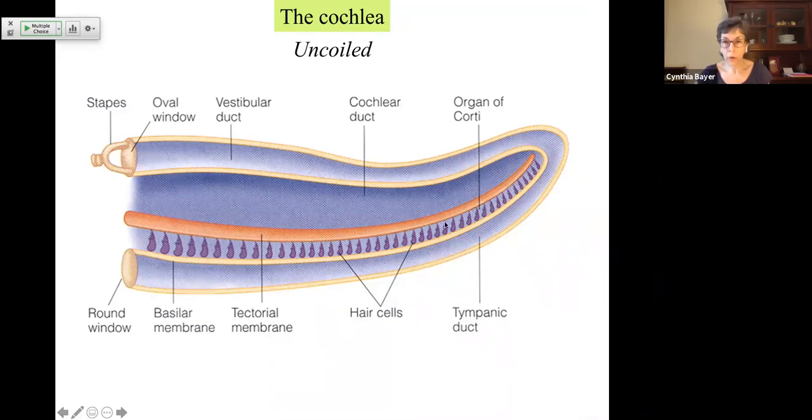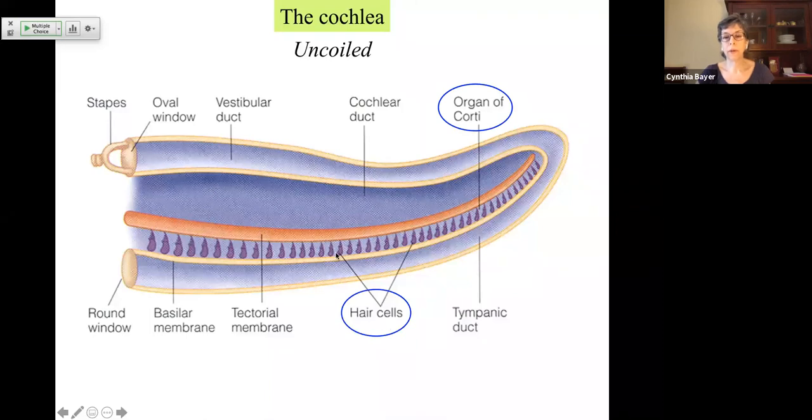And what we're going to focus on are these little bundles of cells that is actually the auditory portion of the ear that we call the organ of Corti. The organ of Corti consists of bundles of cells that we call hair cells or auditory hair cells. We'll see why we call them hair cells in the next slide.